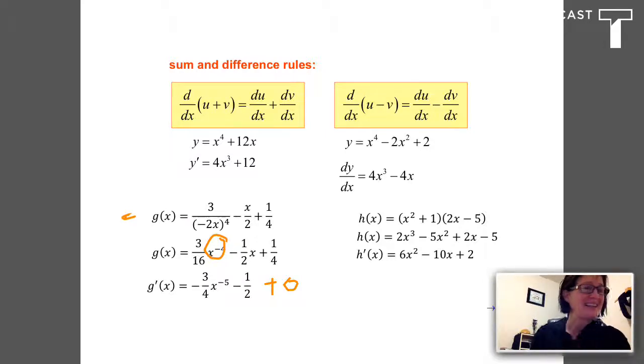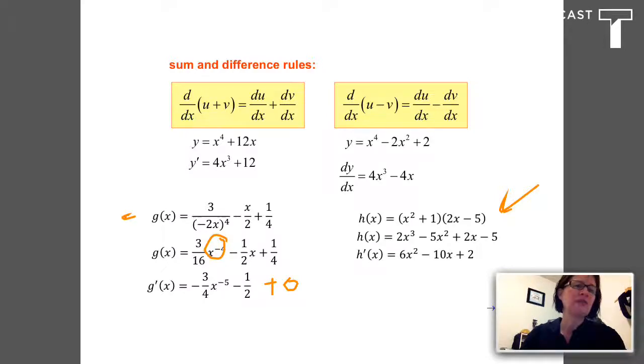If you look at that last example that's on your paper, we've been given h of x is x squared plus 1 times 2x minus 5, and we've been asked to find the derivative. The derivative of a product is not the product of the derivatives. If I want to find the derivative of h, I'm going to have to rewrite it so it looks like something I do know how to find the derivative of. In this case, sums and differences. So multiply it out. I get 2x cubed minus 5x squared plus 2x minus 5.